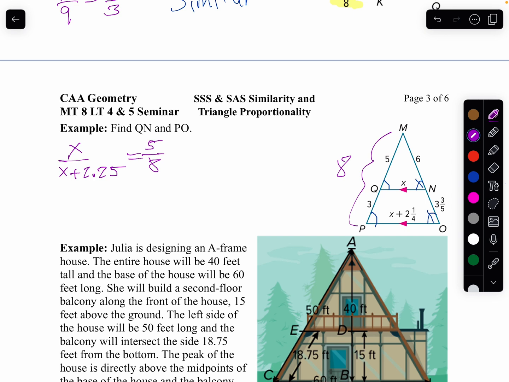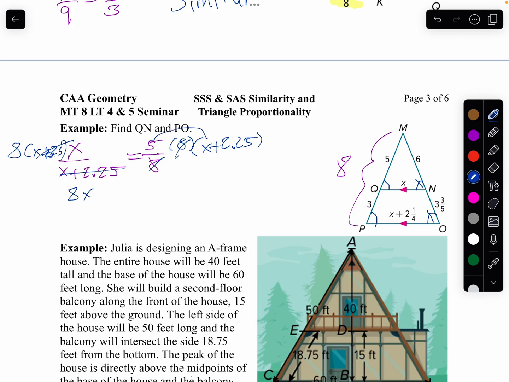So what I'm going to do is clear my fractions. Some of you might call it cross multiplying. I found that a little magic. So I'm going to multiply both sides by 8 and x plus 2.25. Okay, so my x plus 2.25 is reduced. I don't have a fraction. I get 8x. Over here, my 8 is reduced.